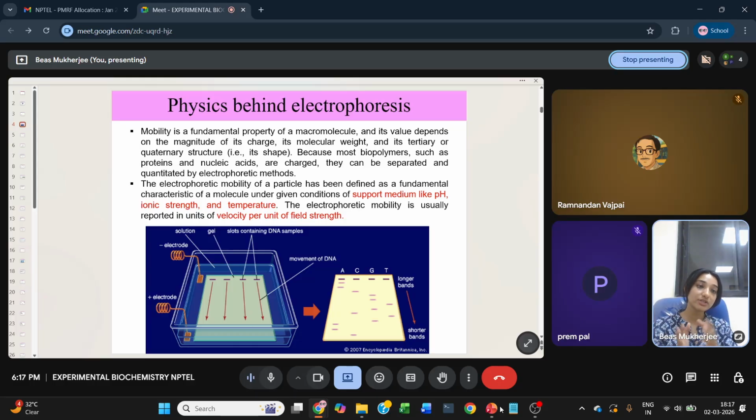Based upon the size, we see that the separation has happened, and all the larger bands are closer to the cathode that we had started from, and all the smaller ones are closer to the anode towards which the protein was traveling. Okay.